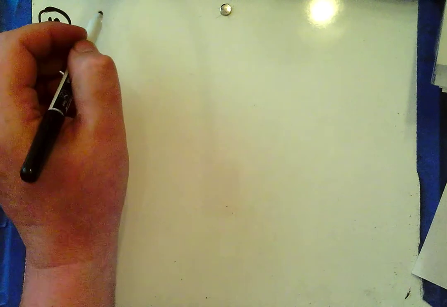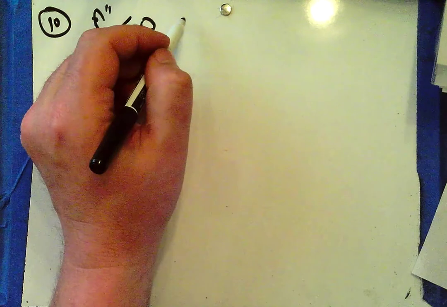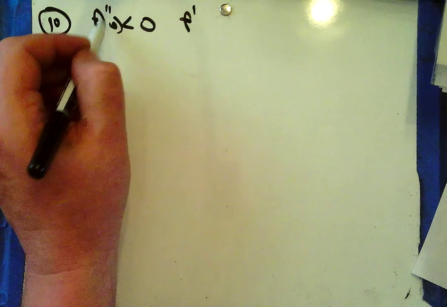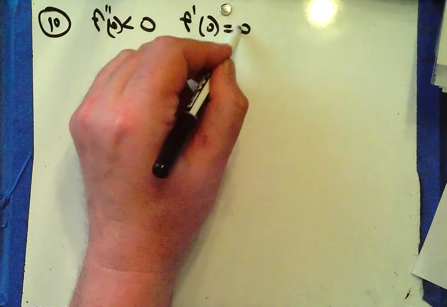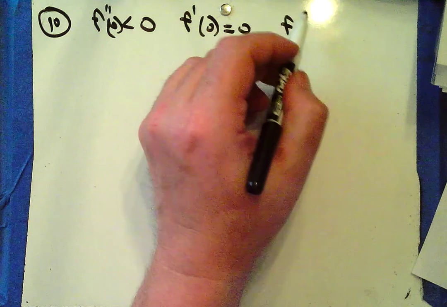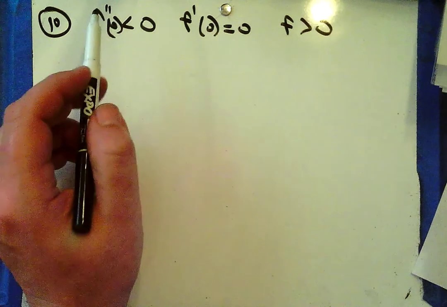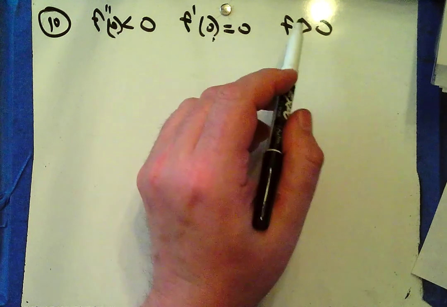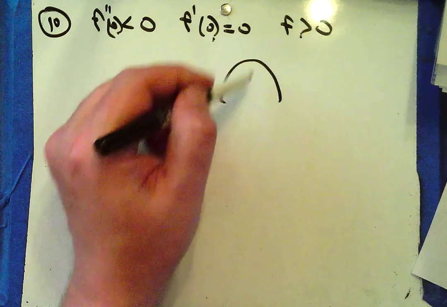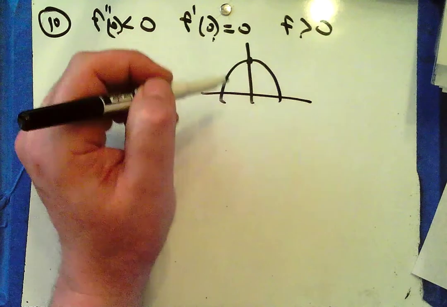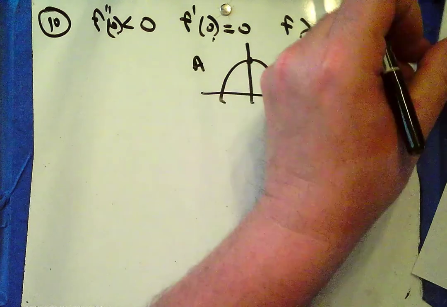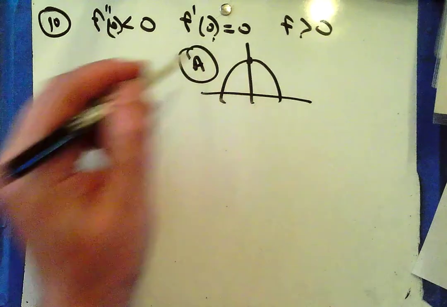Number 10 says f double prime is less than 0. That means f is concave down. F prime is equal to 0 at 0, and f is greater than 0. So I have concave down, horizontal tangent, above the x-axis. So I think I'm looking at something like this, which is choice A. Choice A for number 10.